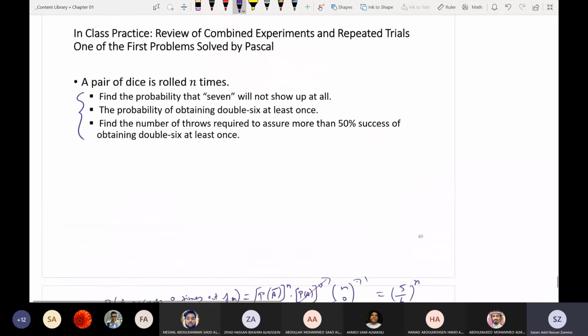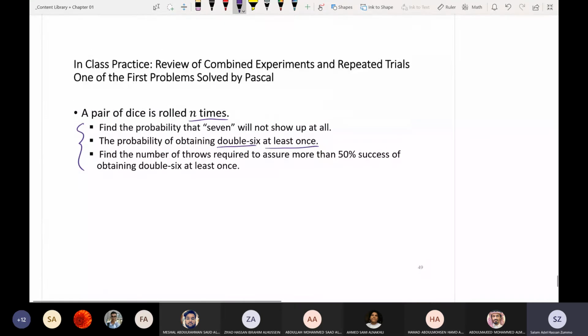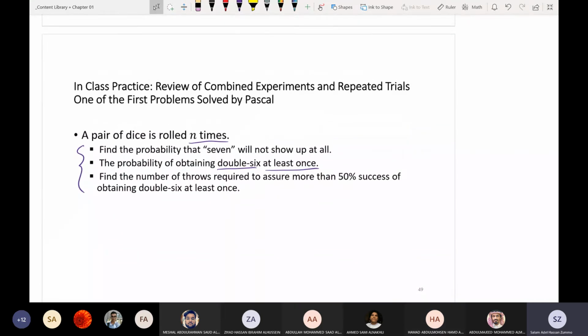So let's go back to the second question. What is the probability of obtaining double six at least once? Now in order to do this, first of all we need to ask ourselves, when we roll the die once, not n times, once, what is the probability of obtaining double six? بعد كده نحلها ل n times. قبل ما هذا ارسلوا لي على البرايفت شات.